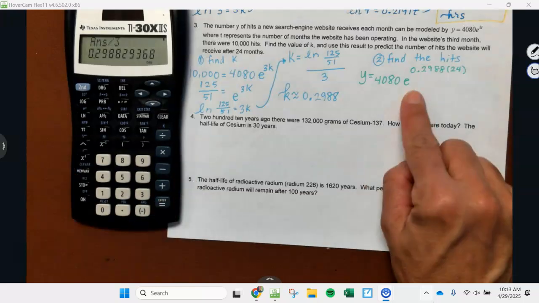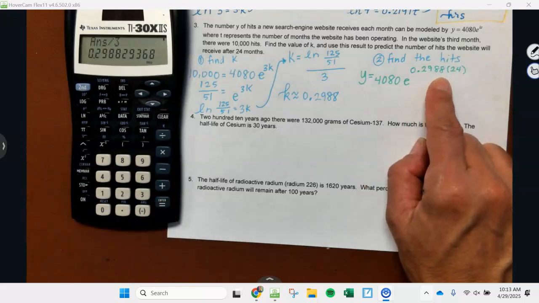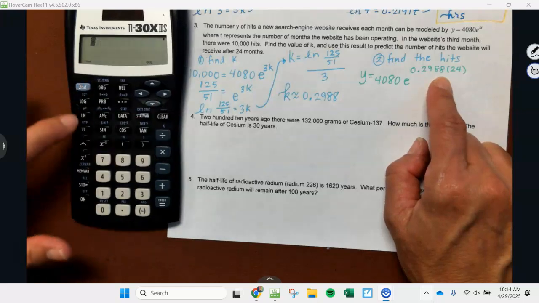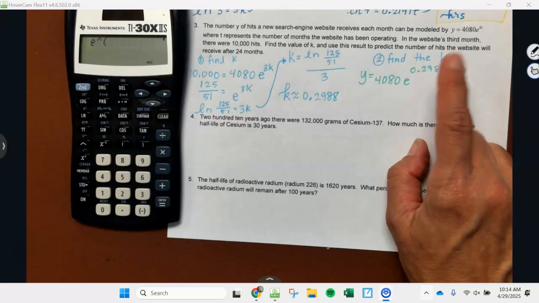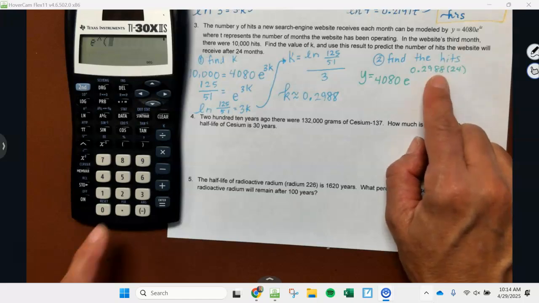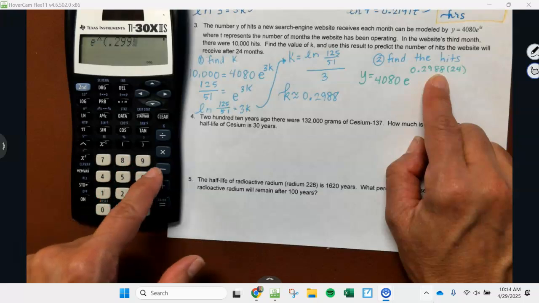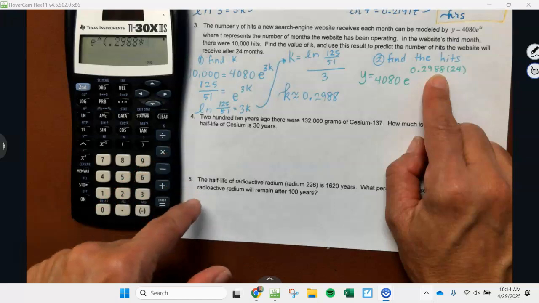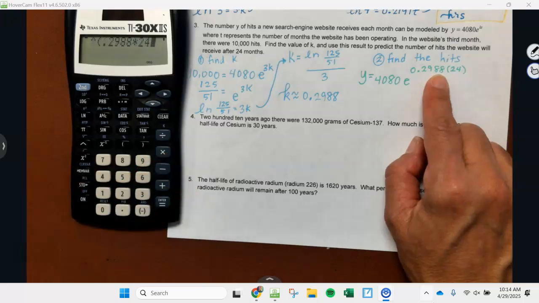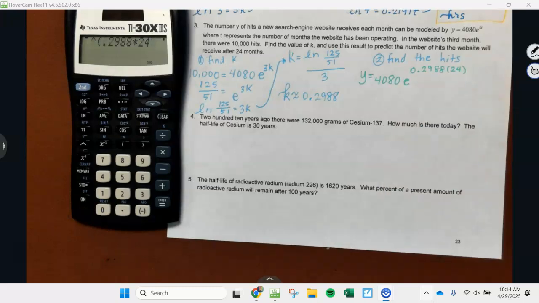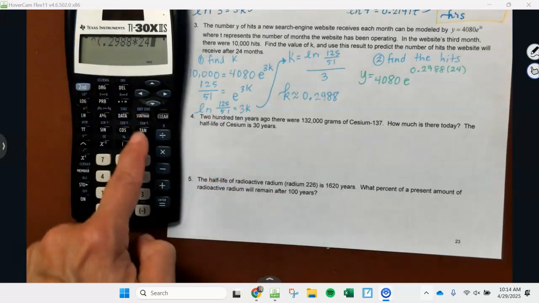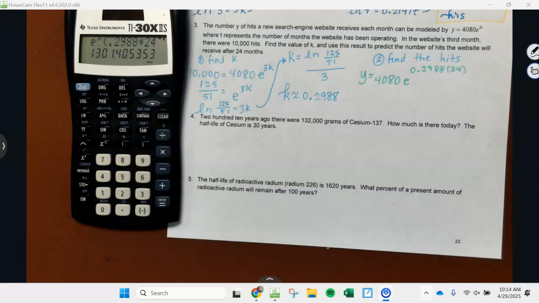So on this calculator, I'm going to take E to this exponent. The E is a second function, so hit second ln. All right, so it's ready for its exponent. Put this in parentheses. 0.2988 times, I'm just going to use the multiplication button, 24. I'm going to close the parentheses. If I do not close parentheses, I'm not going to get the right answer for the exponent. There's your E value, 1301.